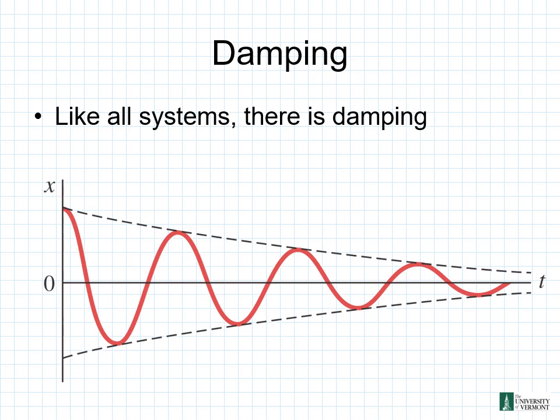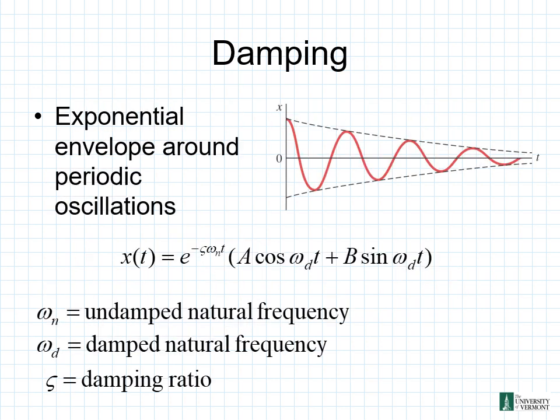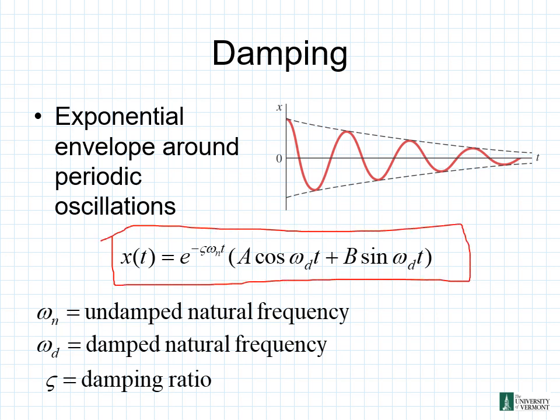So talk about damping now. Like all the systems that we dealt with before, there's still going to be damping here. So we have this x of t plot here showing our damping for our cantilevered beam: an exponential envelope around periodic oscillations. We have this following relationship here for x of t, where our omega sub n is our undamped natural frequency, our omega sub d is our damped natural frequency, and we have our damping ratio as well.